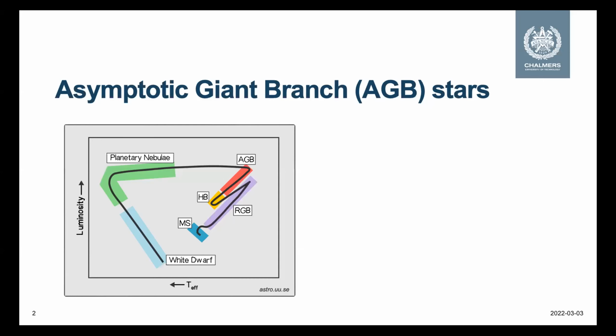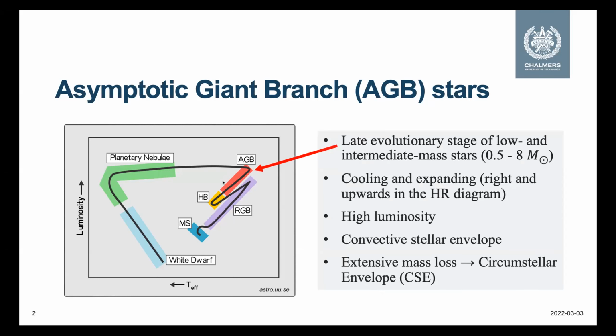Before we go into the data, let's briefly discuss what asymptotic giant branch stars actually are and why it is crucial to study them. These stars are expanding and cooling in the HR diagram, moving right and upwards. They are late evolutionary stages of low and intermediate mass stars, and our sun would also become an AGB star at some point in its late evolution. They are characterized by high luminosity, a very convective envelope, and very high mass loss, which leads to a lot of interesting chemistry, as we will see.